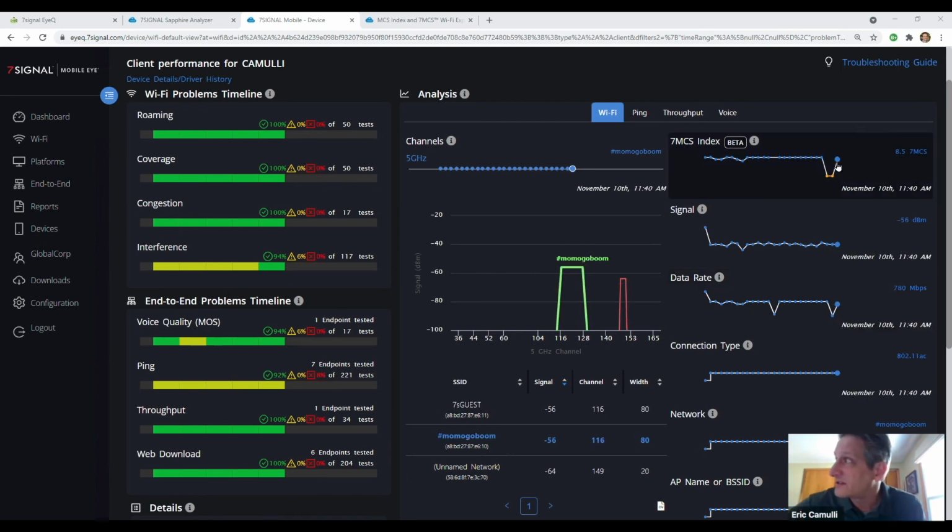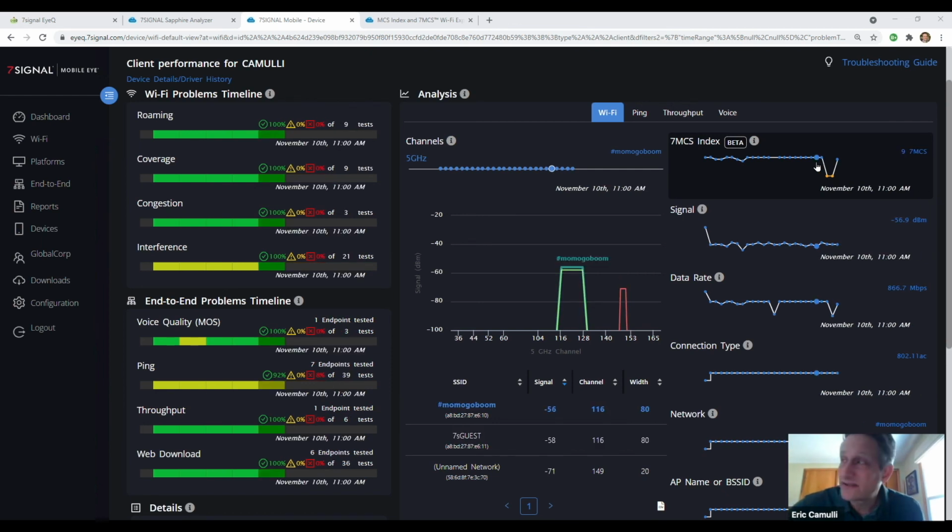And there you have it, guys. That's what I wanted to show you. And then maybe Momo got up from his nap and now everything's back to normal again, as you can see. So that's what I wanted to share with you guys today. 7SIGNAL, very powerful system. You put this on your laptop computer and you too can also see if your computer is performing the best that it can be.